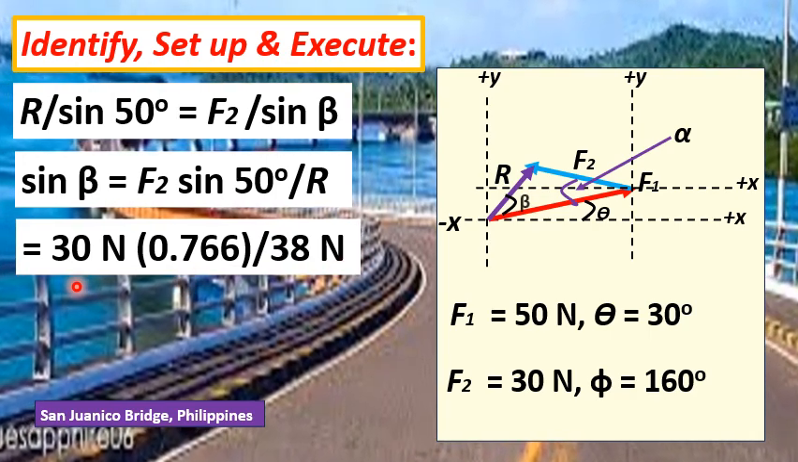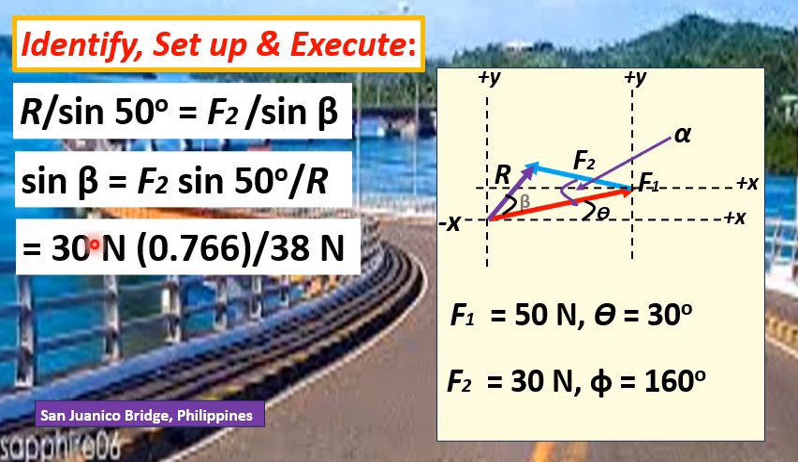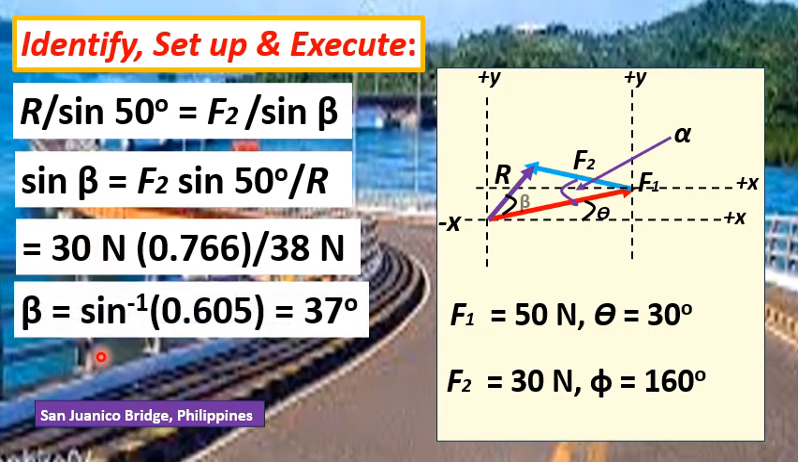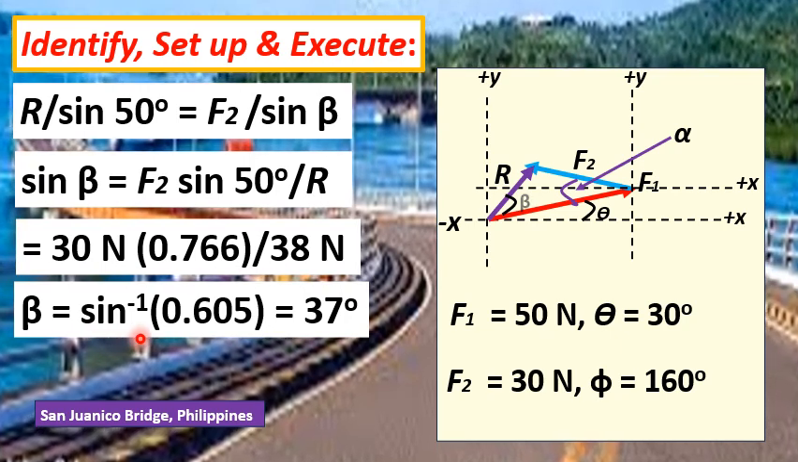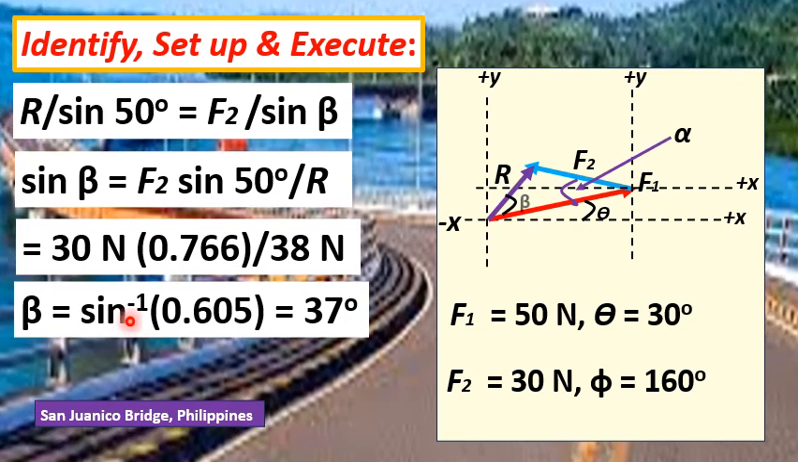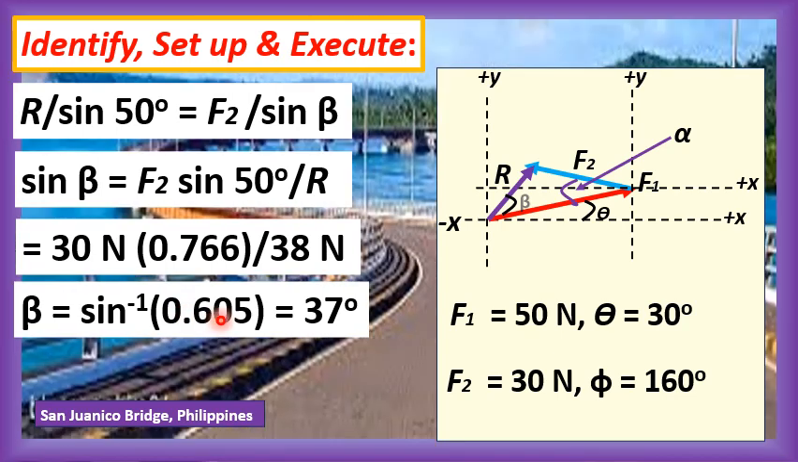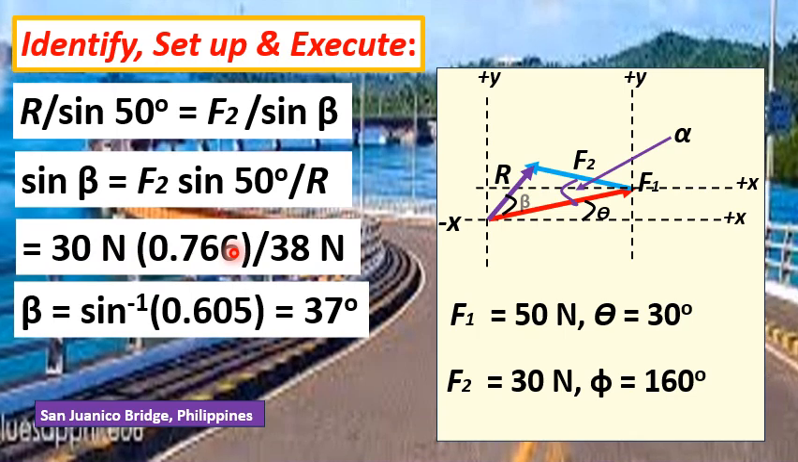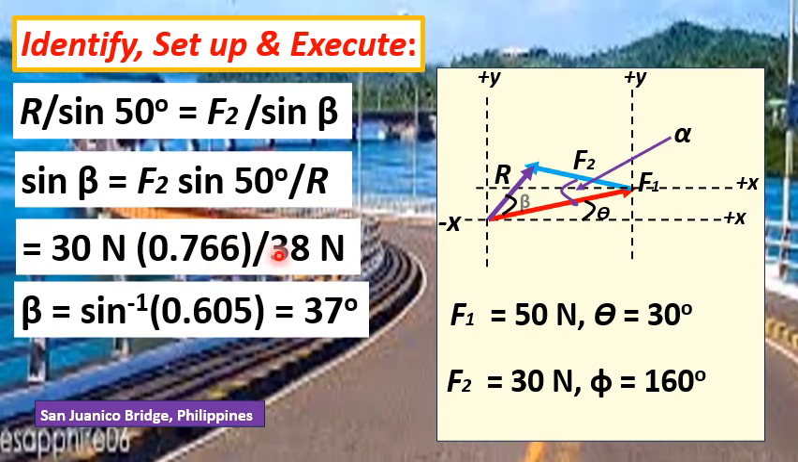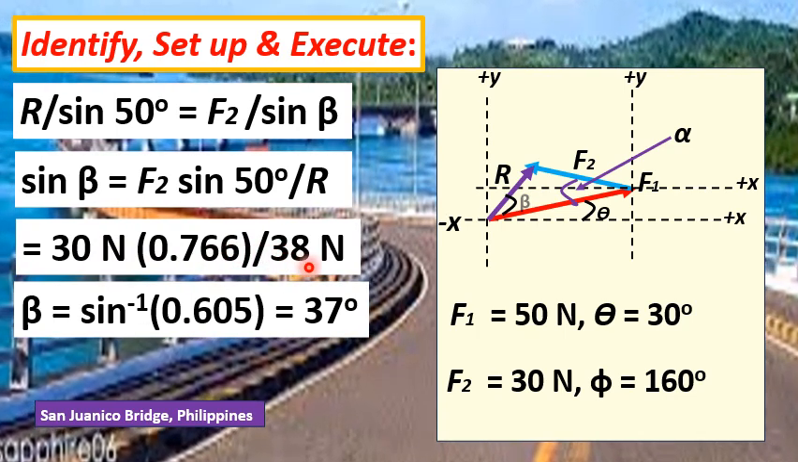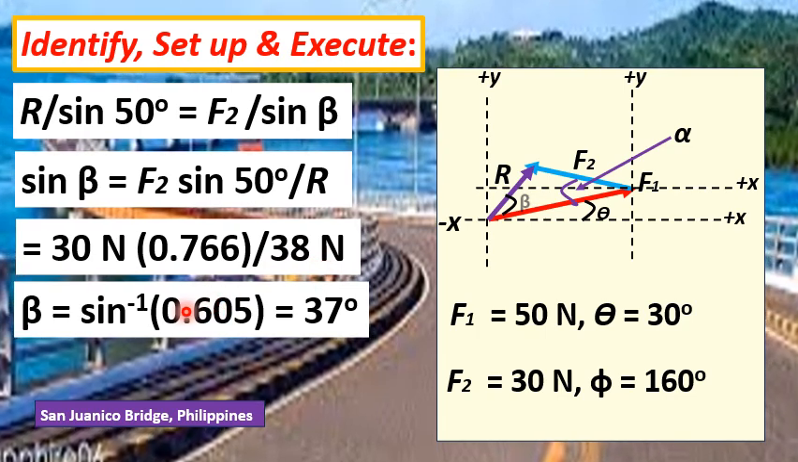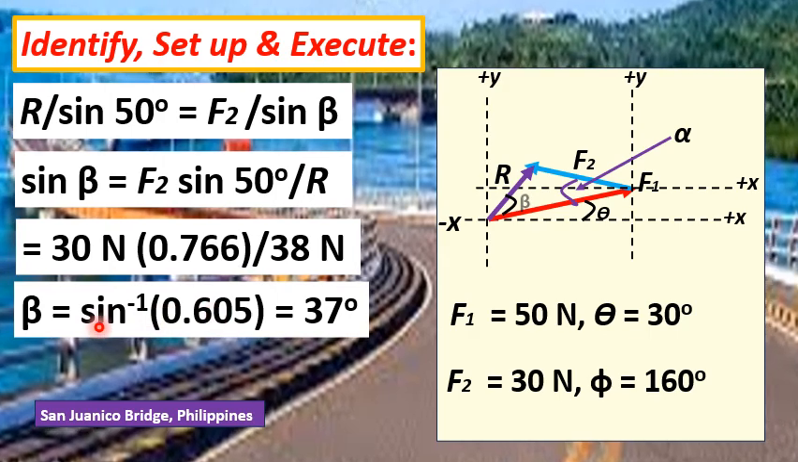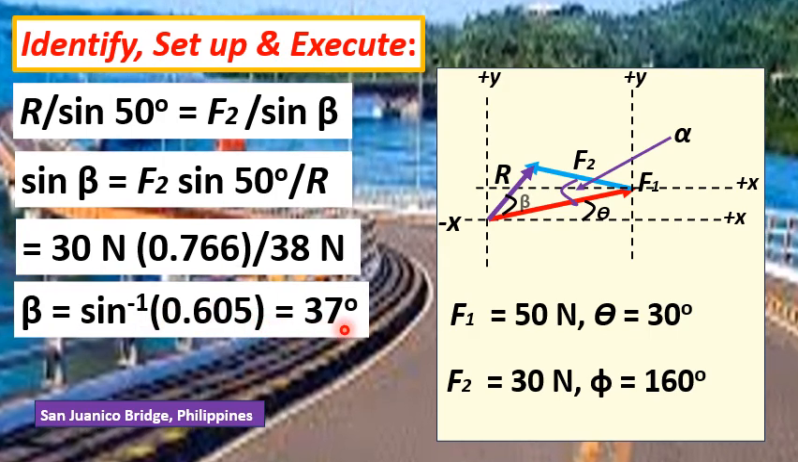And since what we are looking for is the value of the angle beta, we can determine that by getting the inverse of the sine value of 0.605, which is the result of multiplying 30 newtons by 0.766 and then dividing by 38 newtons. All right? So, with the help of your scientific calculator, we find the angle beta equals 37 degrees.